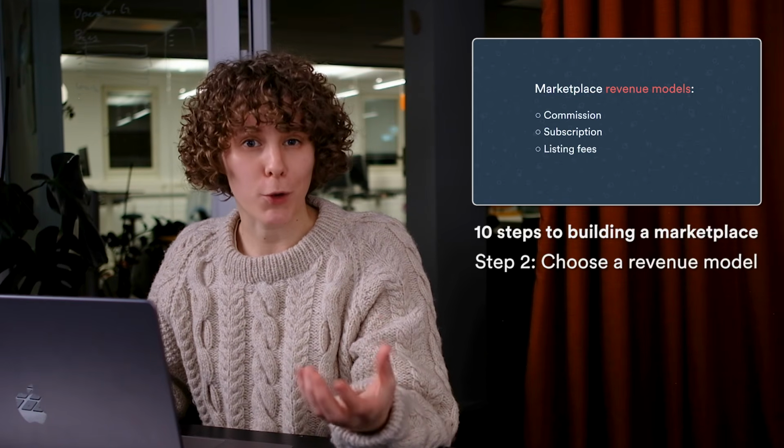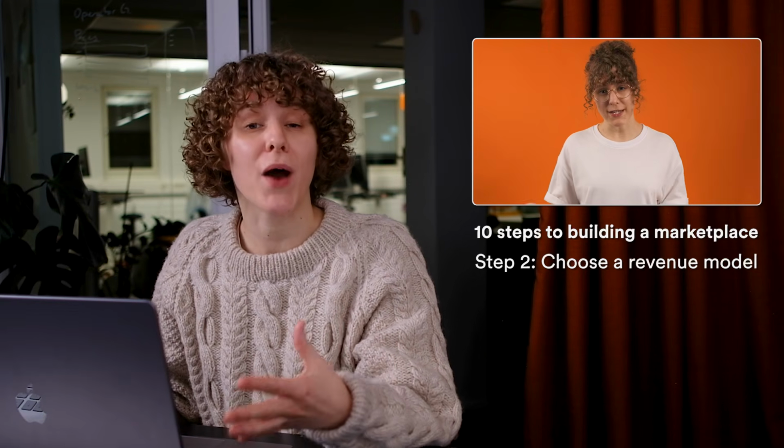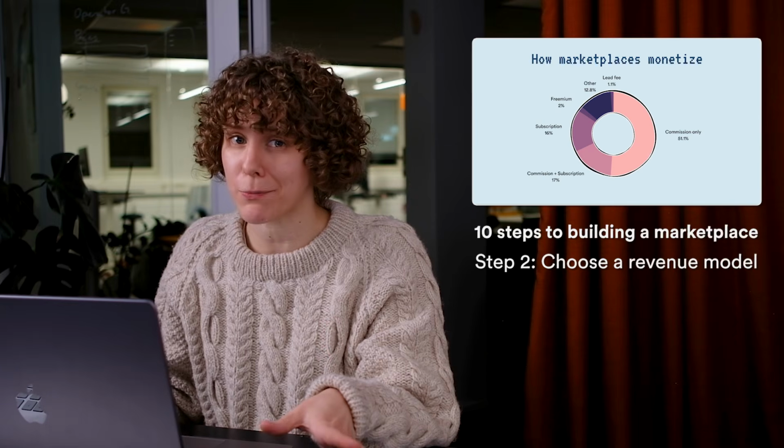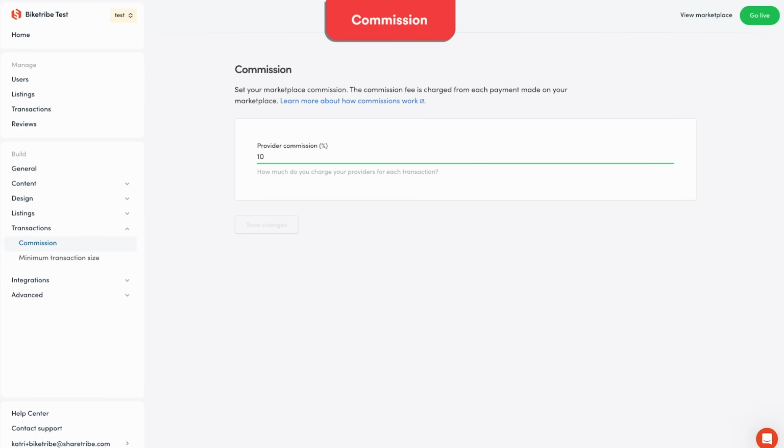If you want to learn more about why commission is usually the best marketplace revenue model and what other options you have, I recommend checking out step 2 of our 10-step guide to building a marketplace, all about choosing a revenue model. In Sharetribe, you can charge a commission on each transaction from the supplier. The percentage you determine here will be charged on all online payments that happen through your marketplace.